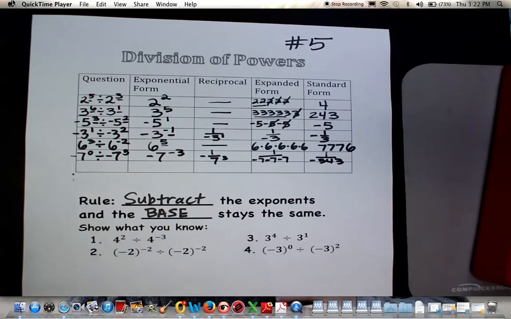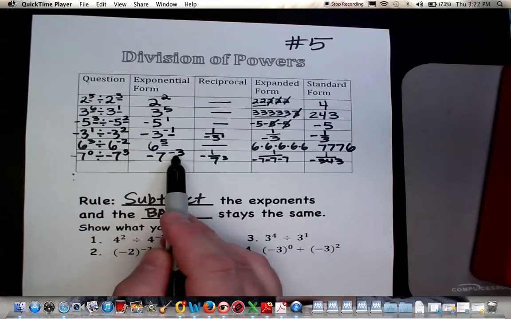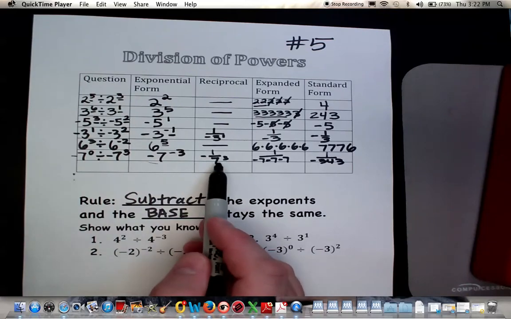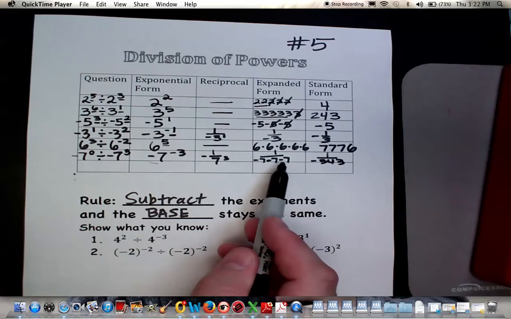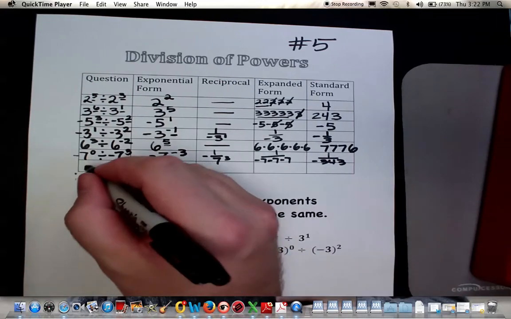So what I did again was I kept the bases the same, subtracted 3 from 0 and got negative 3. So there's my answer in exponential form. Since it's a negative, I remember by definition, if I have a negative exponent, I need to change it. So using notes number 2, I changed it over, took the reciprocal, 1 over negative 7 to the third power, expanded it, standard form. Okay, let's try one more here.